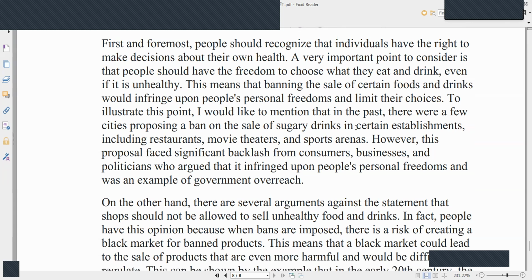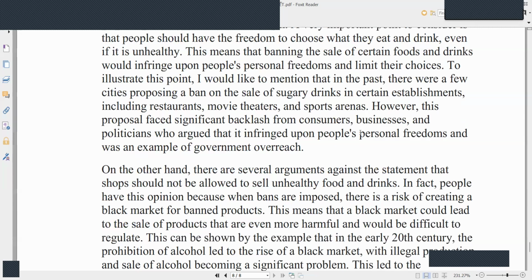To illustrate this point, I would like to mention that in the past, there were a few cities proposing a ban on the sale of sugary drinks in certain establishments, including restaurants, movie theaters, and sport arenas. However, this proposal faced significant backlash from consumers, businesses, and politicians who argued that it infringed upon people's personal freedoms and was an example of government overreach.